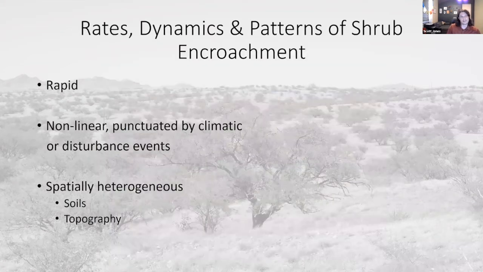Now, rates and dynamics of the encroachment process. What we know is that it's been extremely rapid. Over the past century, we've seen areas that have been mostly open of shrubs become almost closed woodlands in some locations, with shrubs being a dominant factor on the landscape. This process is nonlinear, and it can be punctuated by disturbance events, whether that be overgrazing or decreases in fire regimes, or climatic changes, changes in precipitation and prolonged drought. And again, it really depends on the spatial heterogeneity of the landscape, what type of soil you're on, and the topography of the location.